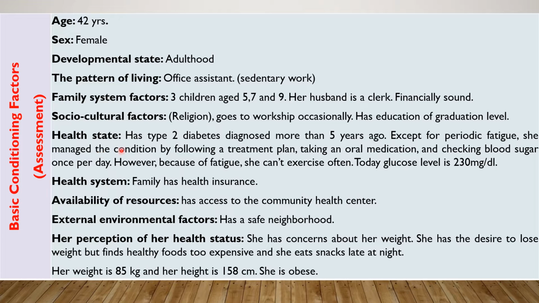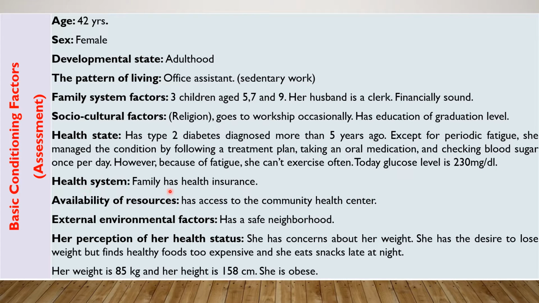Health state. Has type 2 diabetes diagnosed more than 5 years ago. Except for periodic fatigue, she managed the condition by following a therapeutic plan, taking an oral medication and checking blood sugar once per day. However, because of fatigue, she can't exercise often. Today, the glucose level is 230 mg per dl.